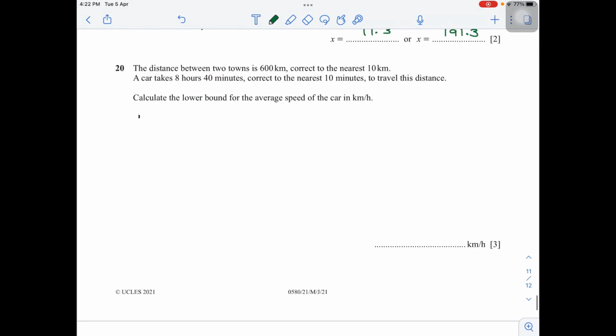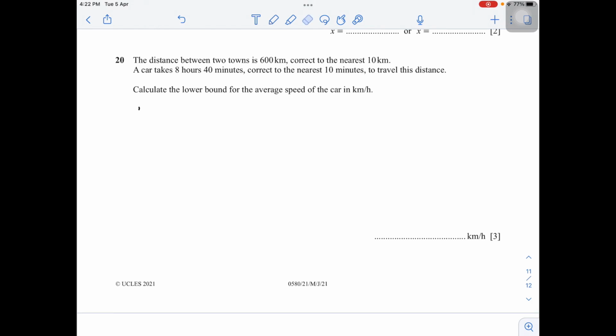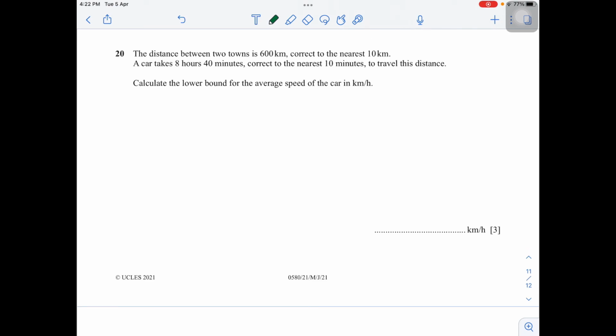Next, try the next one. The distance between two towns is 600 kilometers, correct to the nearest 10 kilometers. A car takes 8 hours 40 minutes, correct to the nearest 10 minutes, to travel this distance. Calculate the lower bound for the average speed of the car in kilometers per hour. Make sure that you understand this question nicely.